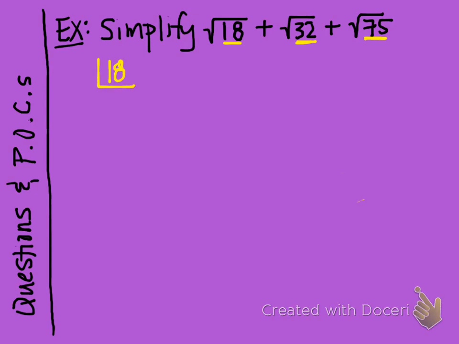A prime number that'll go into 18, 2 will work, goes in 9. 3 will go into 9, 3, I'm done. I've got a pair of 3's. Count that as 1, 3. That 3 is going to go on the outside of my square root symbol. The 2 that's left over will go inside. So there's that guy simplified.